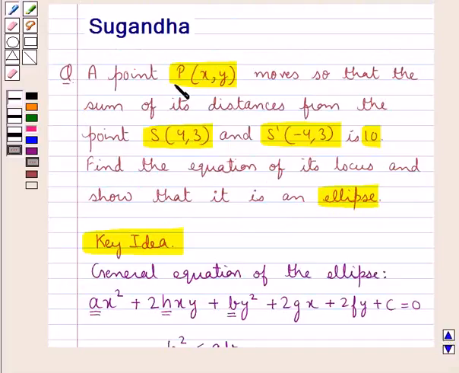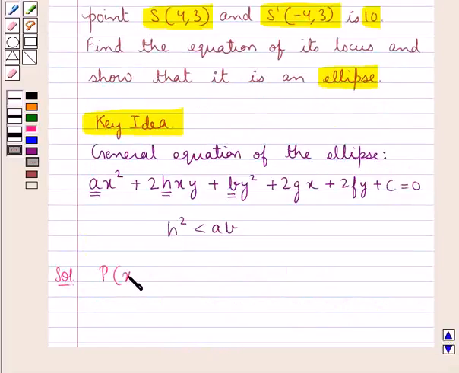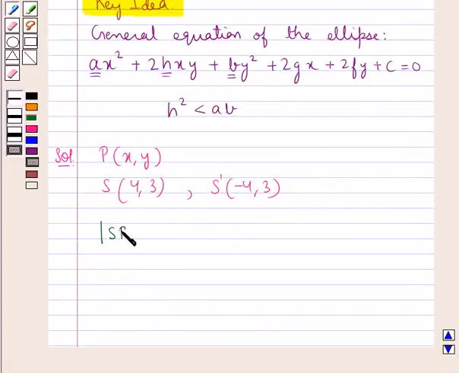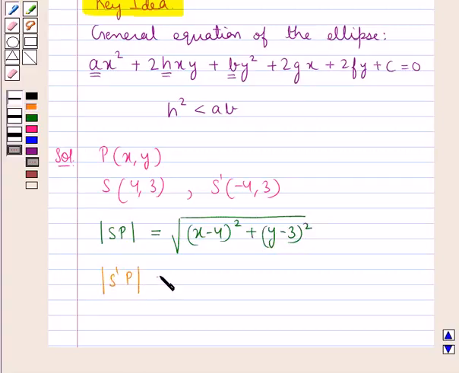In the question, we have a point P with coordinates x, y and a point S with coordinates 4, 3, point S dash with coordinates minus 4, 3. Now, modulus of SP is given as square root of, that is, we find the distance between the points P and S, and this would be given as square root of x minus 4 the whole square plus y minus 3 the whole square. Then modulus of S dash P, that is distance between the points S dash and P, is given as square root of x plus 4 the whole square plus y minus 3 the whole square.